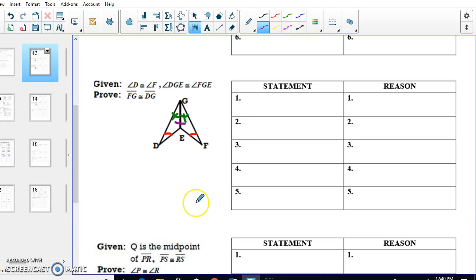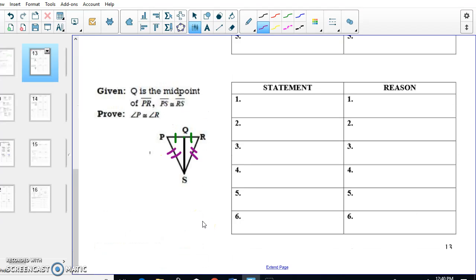Now be careful. It's not angle, side, angle, because I jumped this angle. Remember, you can't move that pen. So, side, angle, or angle, side is how you're proving this one. Angle, side, or side, angle. Don't skip an angle.